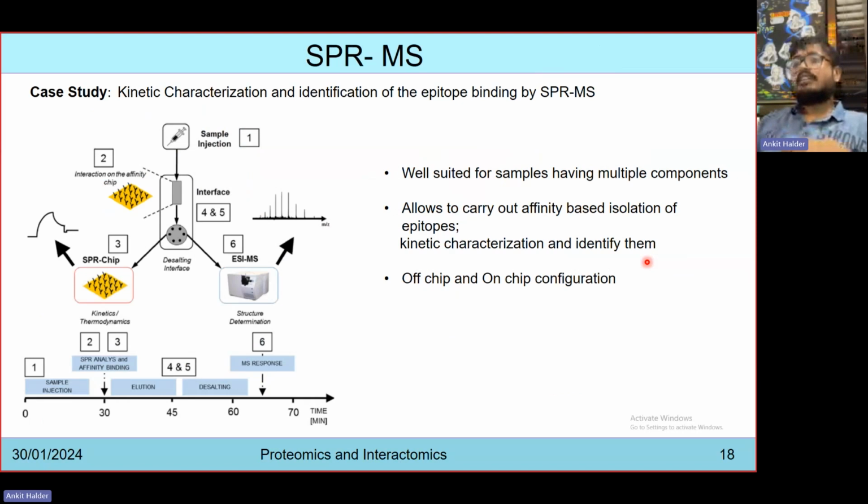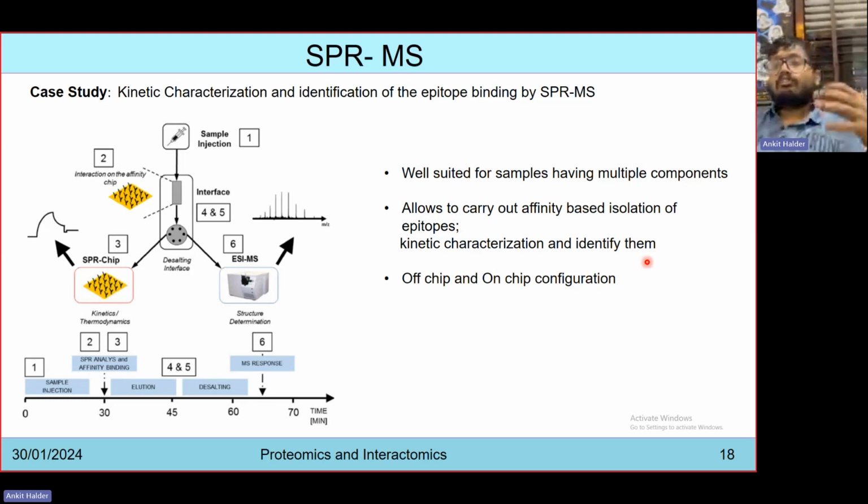Another thing, in a case study, is the technique SPR MS. We have talked about mass spectrometry, and we have seen that SPR is a label free technique specifically to understand interactions. Now if we want to understand the kinetic characterization and, for example, the epitope binding, we can understand it through SPR MS.